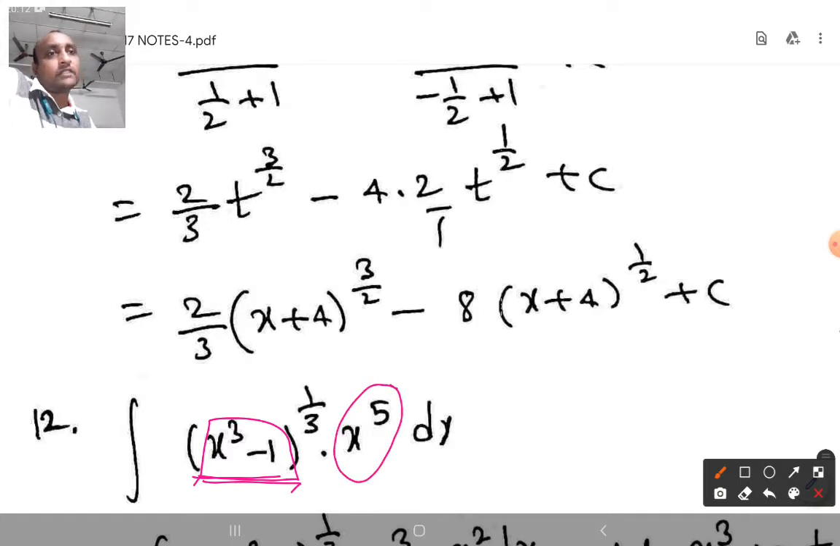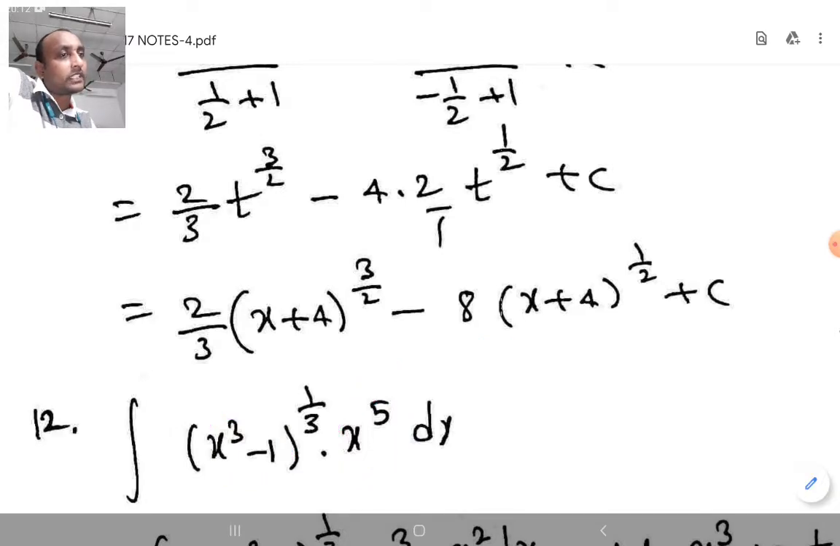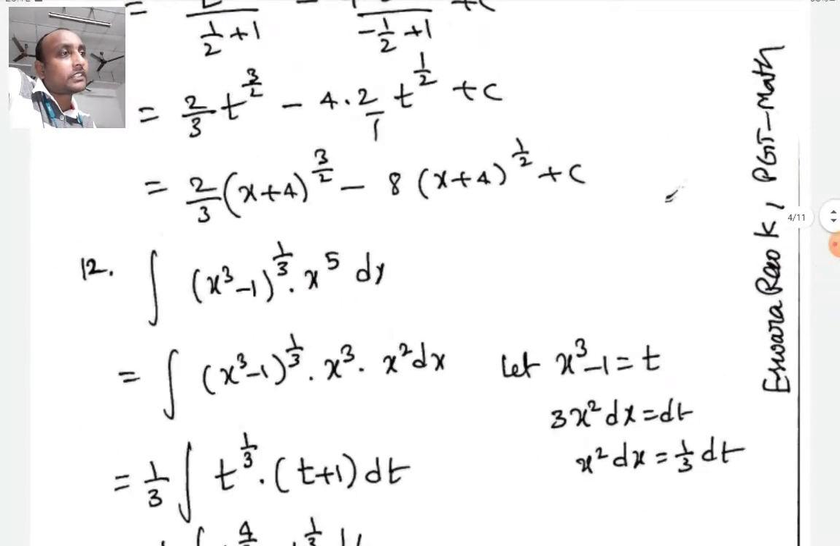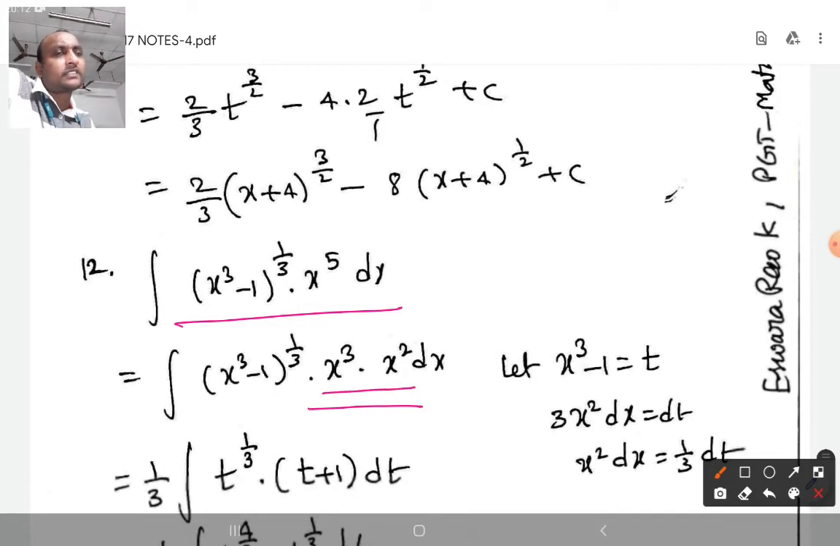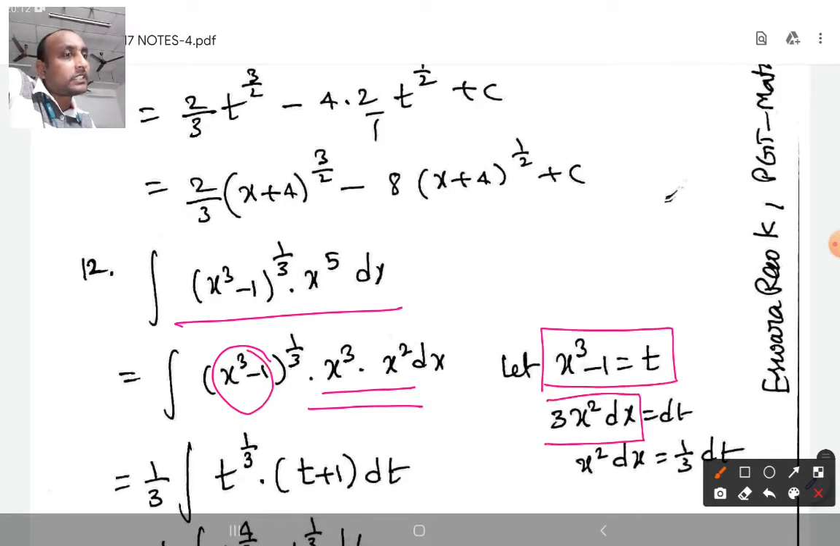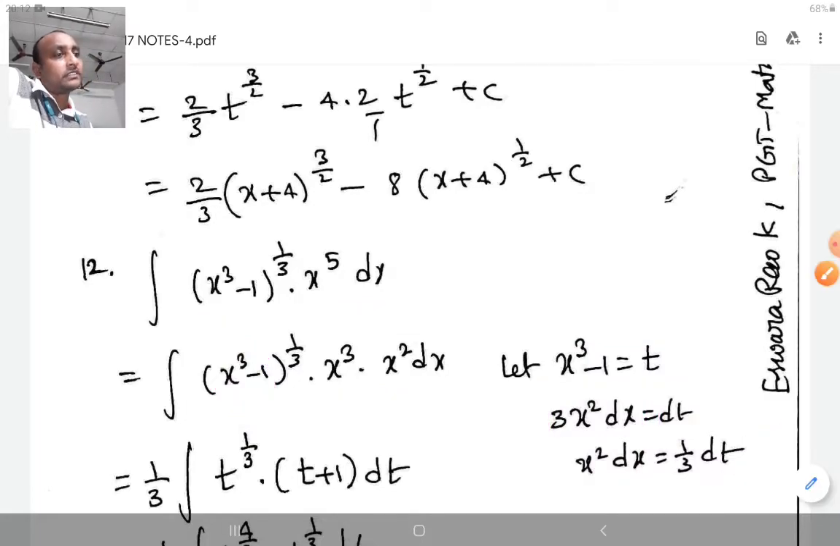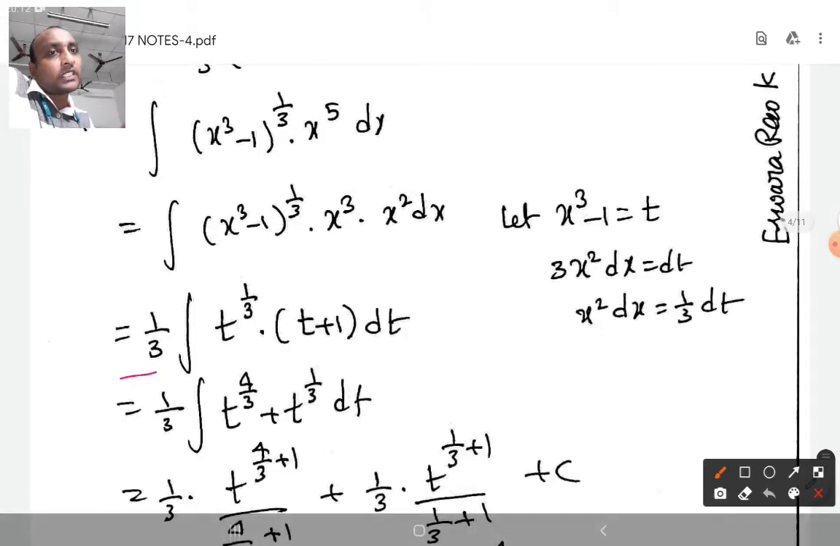But here what is there? x power 5. So to avoid that, write this x power 5 as x cube into x square, so that in 3x square, the x square will go into dx and dt. Okay. So then what will happen? First write x power 5 as x cube into x square into dx. Then take x cube minus 1 as t, then you get 3x square into dx is equal to dt. So x square dx is equal to 1 by 3 dt. So then it is 1 by 3 t power 1 by 3 into t plus 1 into dt, because x cube is equal to t plus 1 from this.